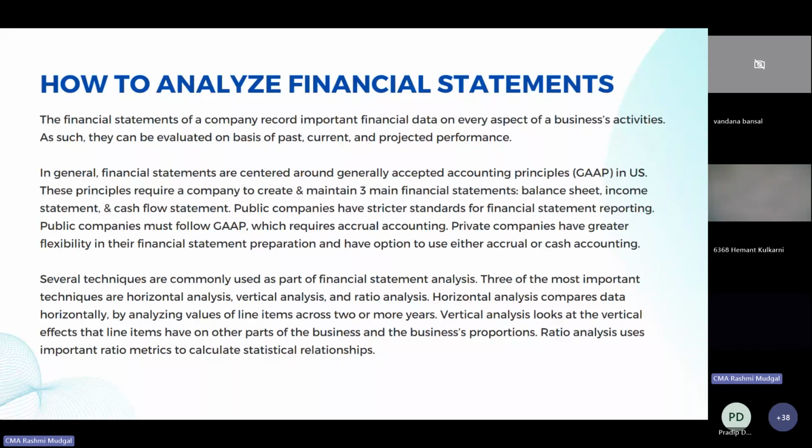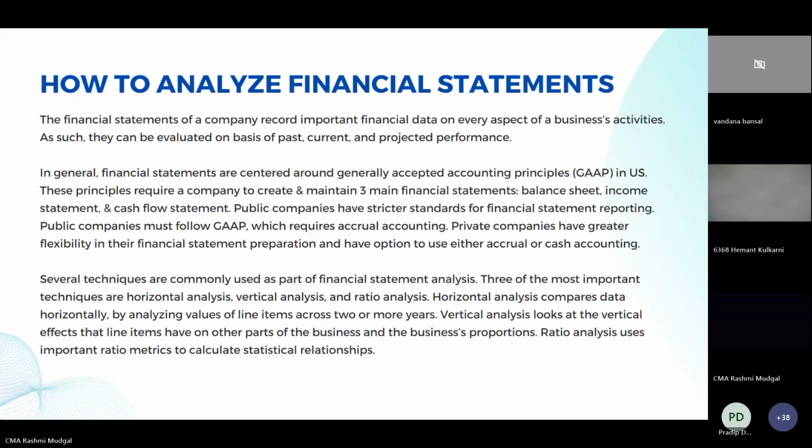These principles require a company to create and maintain at least three main financial statements. One is the balance sheet, one is the income statement, which is popularly known as the profit and loss account, then a cash flow statement. Public companies have stricter standards because the company has the capital of the public only. The public has invested in that company. The normal people of the country invest in that company, so they have to be a little vigilant about what they are doing. Okay, so there are stricter standards for financial statement reporting.